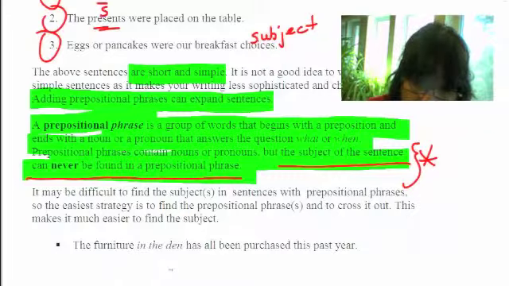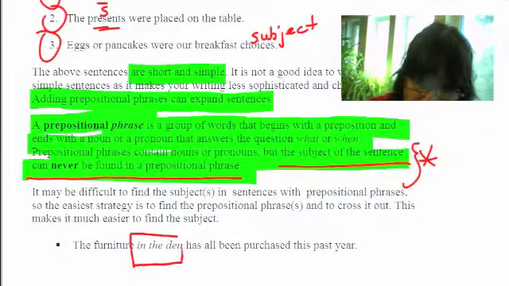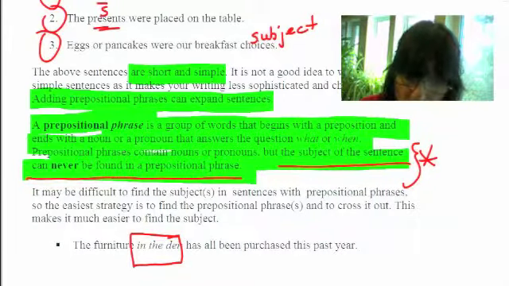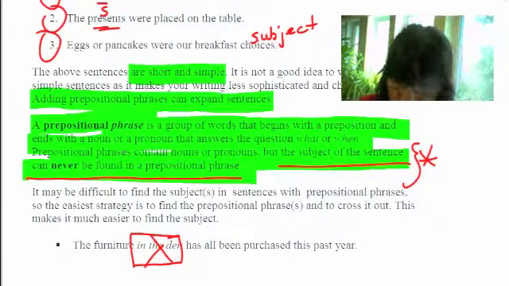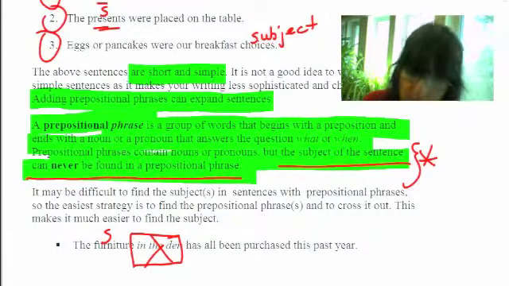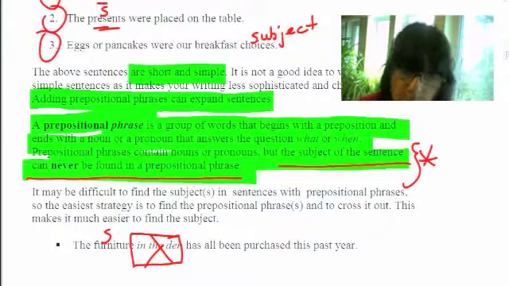So what you need to do, for example, in this sentence, the furniture in the den has all been purchased this past year. That's called a prepositional phrase, and I'll be going into more depth shortly to show you how to pick them out. So that can't be the subject. So what's the whole sentence about? The furniture has all been purchased this past year. Well, the subject would be furniture, because the whole sentence is talking about purchasing furniture this past year.